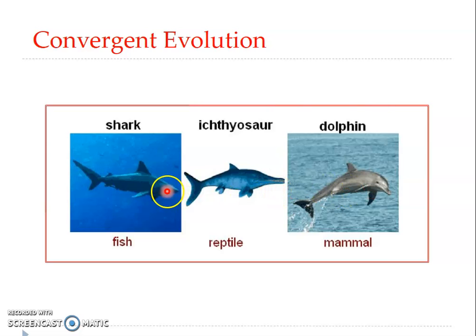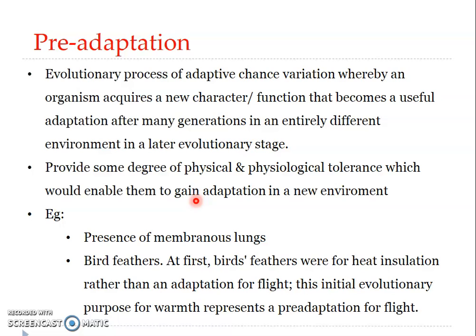Such kind of adaptations which have arisen in unrelated organisms due to their mode of life is known as convergent evolution, and such structures are known as analogous structures. Okay, so this is about convergent evolution. Now, another concept which we are going to discuss in this presentation is pre-adaptation.